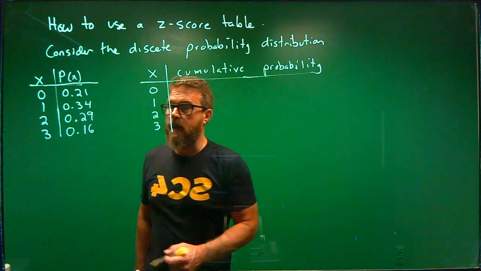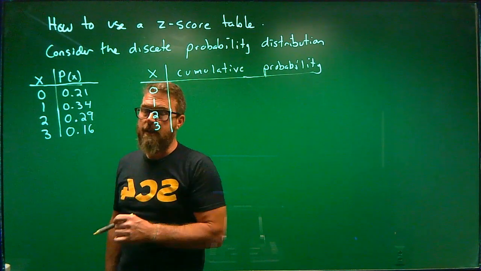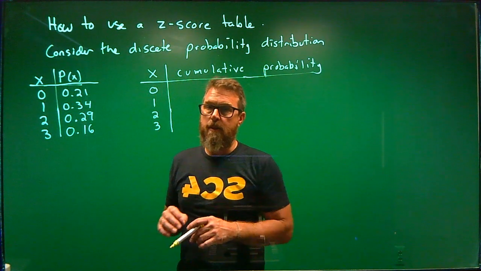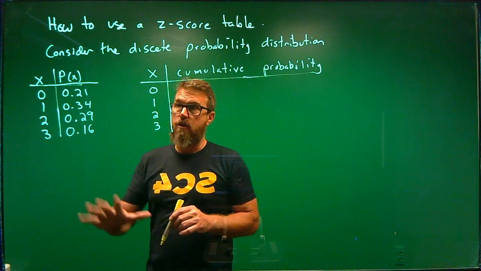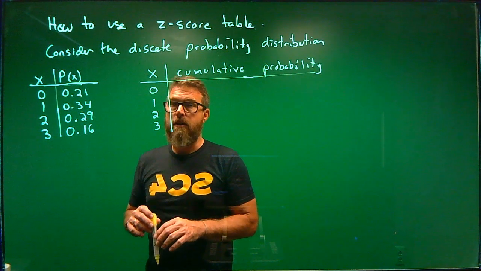What we know about that is, this is numerical. This column adds to 1. All these things are probabilities because they're between 0 and 1. So this is a probability distribution.